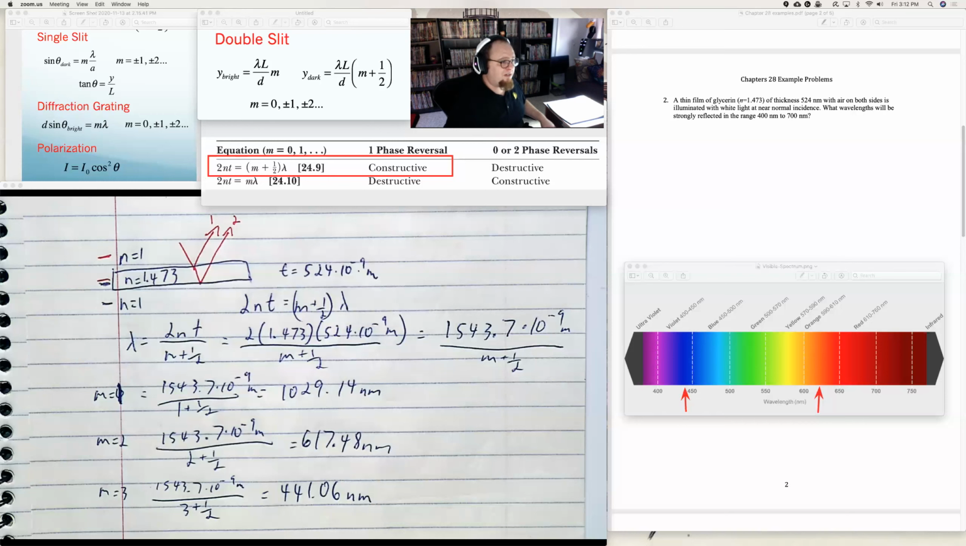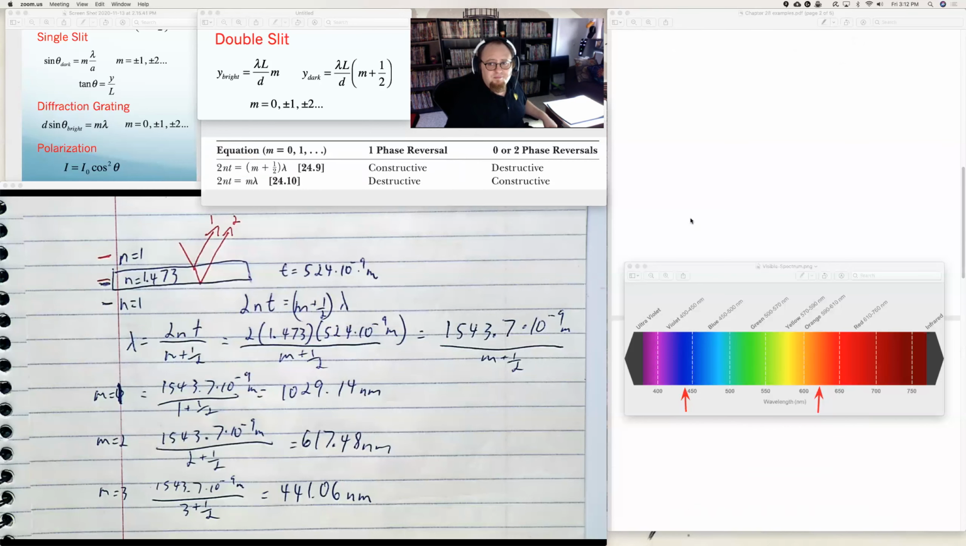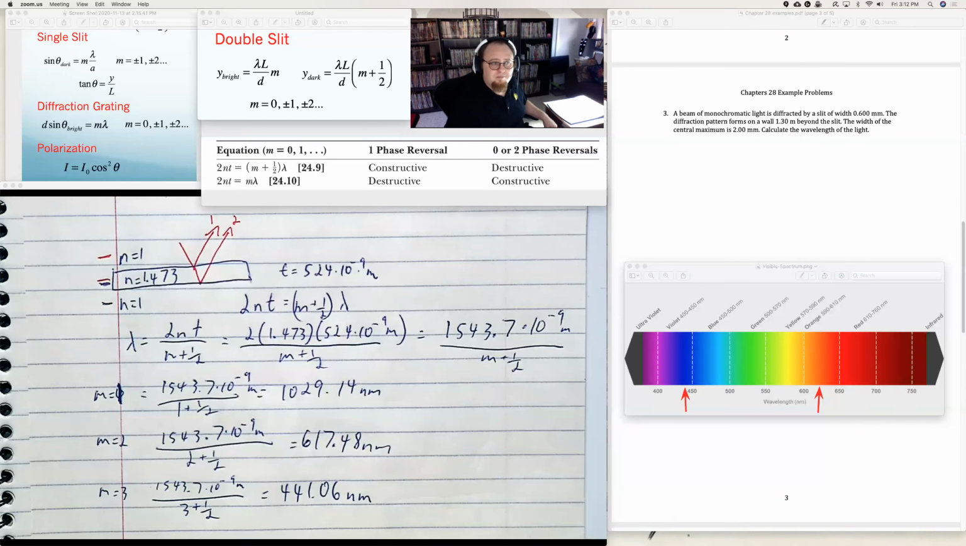Now, this packet of problems is kind of working my way through the chapter. So the next thing is going to be single slits. And I'll keep my colors around so I can keep saying what colors things are.